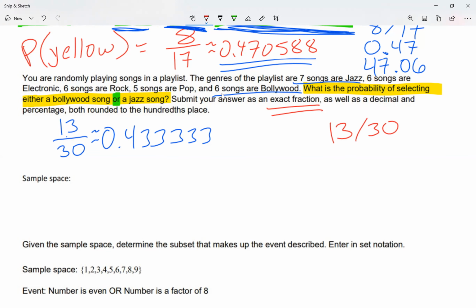Then my next thing, I have to answer this as a decimal, rounded to the hundredths place. So I see my decimal here, 0.4 and a bunch of threes. Hundredths means 2 decimal places. So I take a look at the third decimal place. It is small, so my answer will be 0.43.